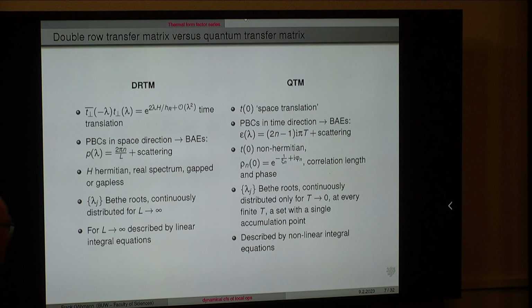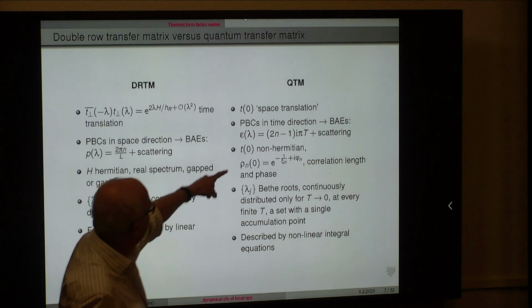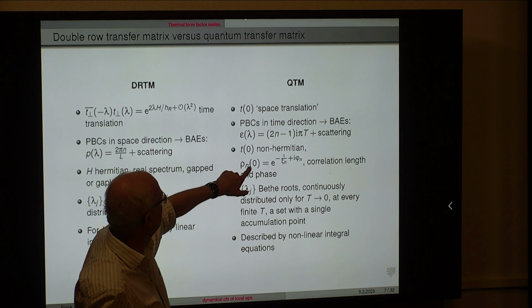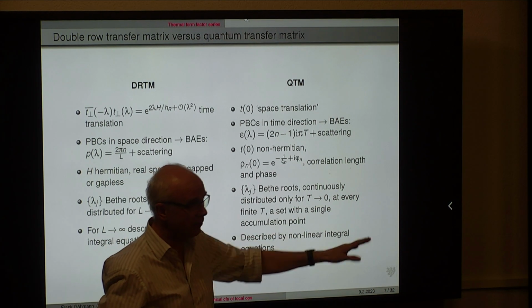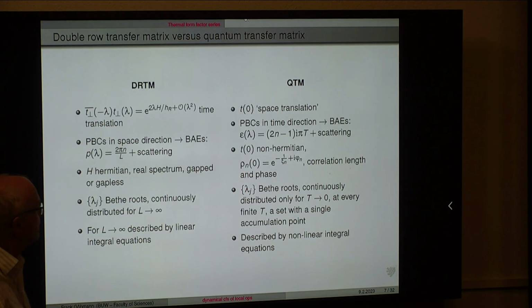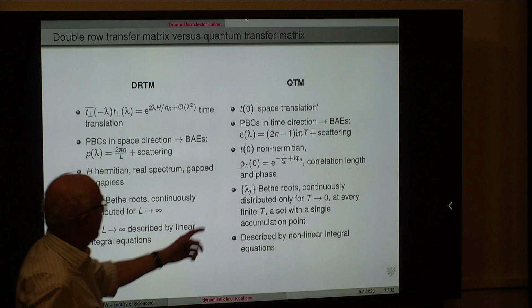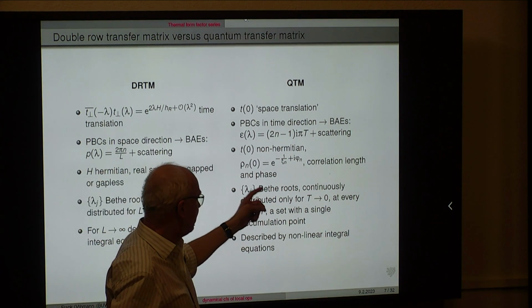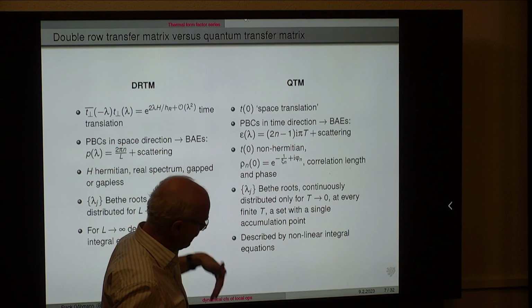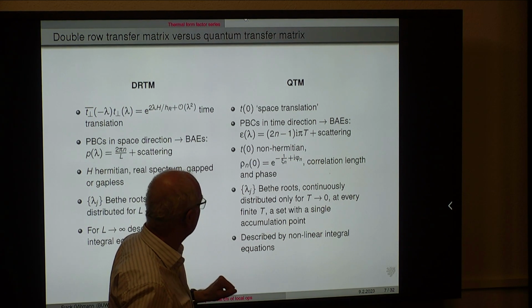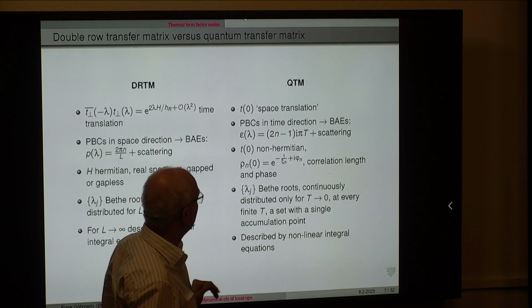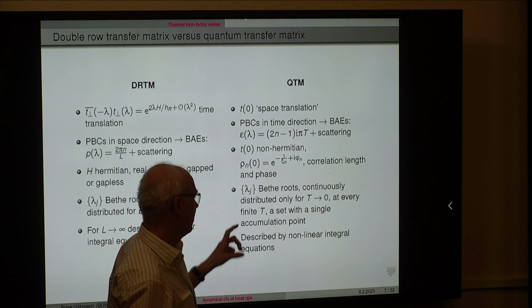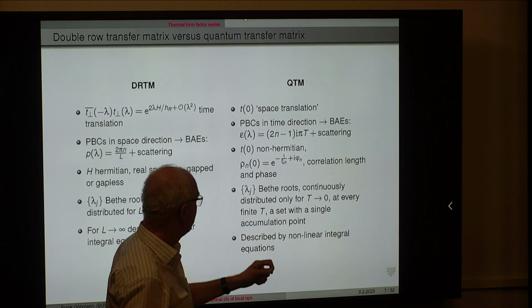I want to advocate the point of view that it is more useful, right? This is a non-Hermitian transfer matrix. The eigenvalue ratios are non-real in general, and they describe oscillatory behavior of correlation functions in the space-like regime. The Bethe roots are usually not continuously distributed in this limit n to infinity. They are not continuously distributed, but have some limit points.